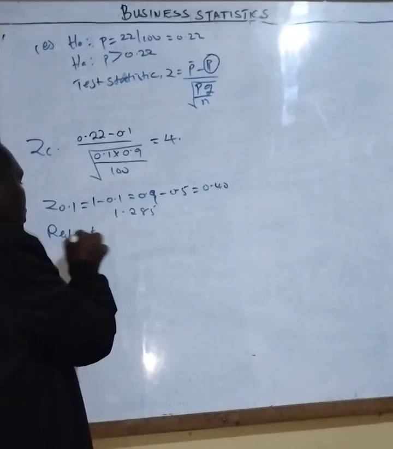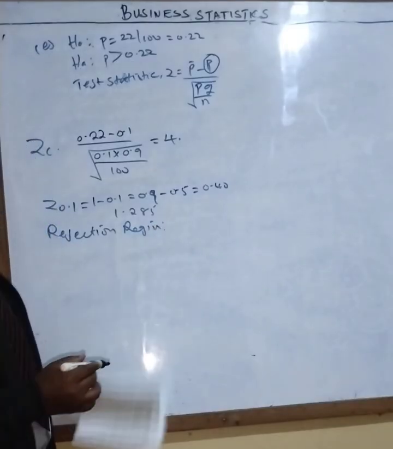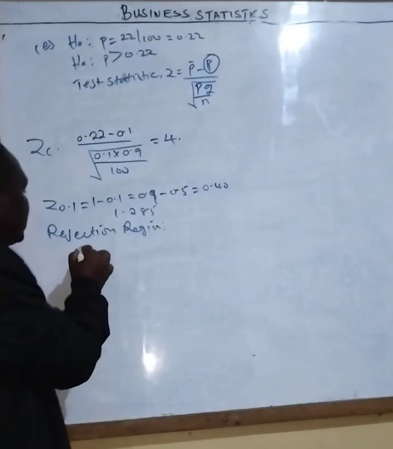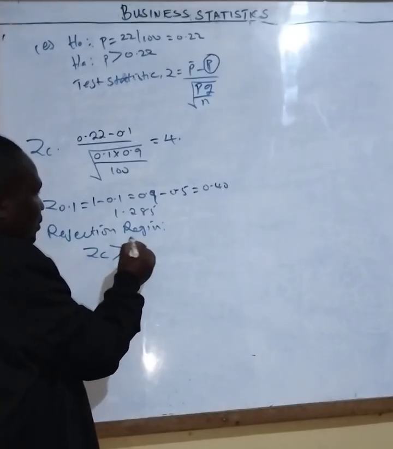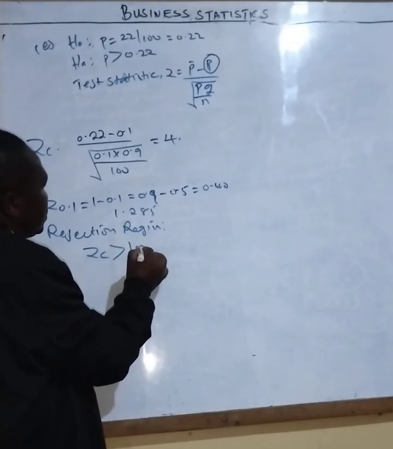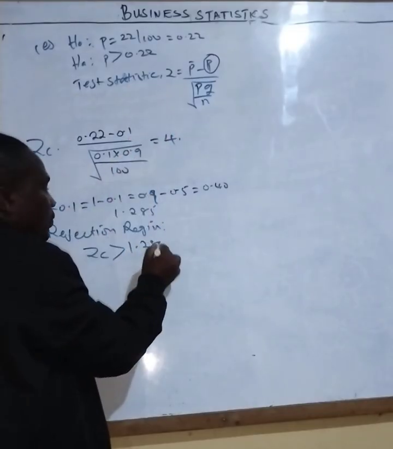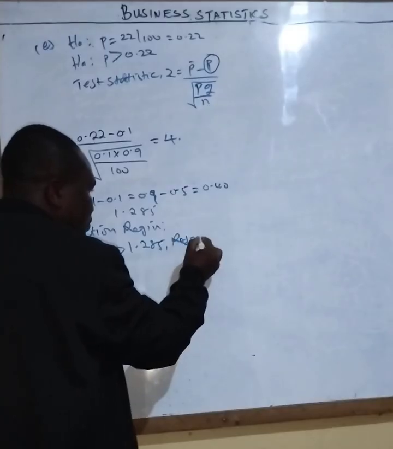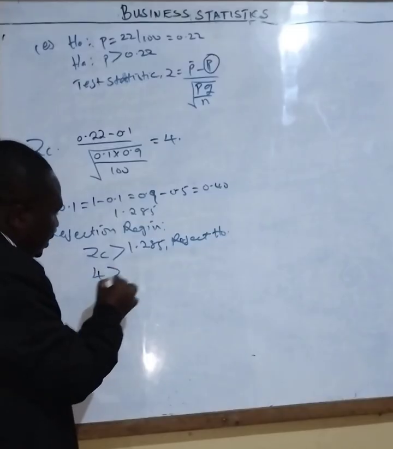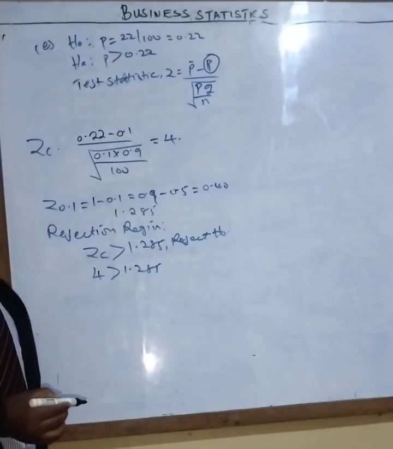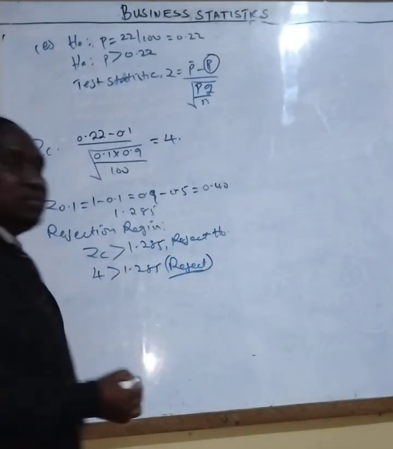What is your rejection region, class? In this case, now they are saying greater than. Therefore, it means that if Z calculated is greater than 1.285, the one we have just read, and this is what we have calculated, then reject the null hypothesis. Now, is it correct? 4 is greater than 1.285? Class? Yes. So, reject this. That is your decision.